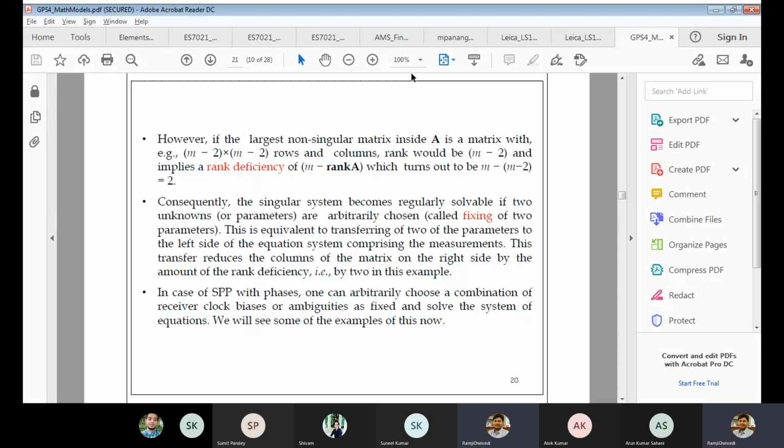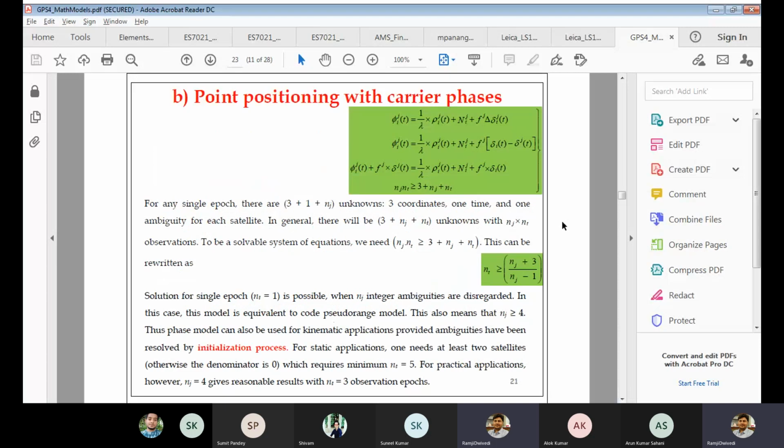So this is the reason. To avoid this rank deficiency, you need to improve the model by fixing certain parameters. With this, let us discuss the second aspect. This is the phase equation: lambda phi is equal to rho plus n lambda plus delta term. Again, lambda phi is equal to rho plus n lambda plus delta ij.